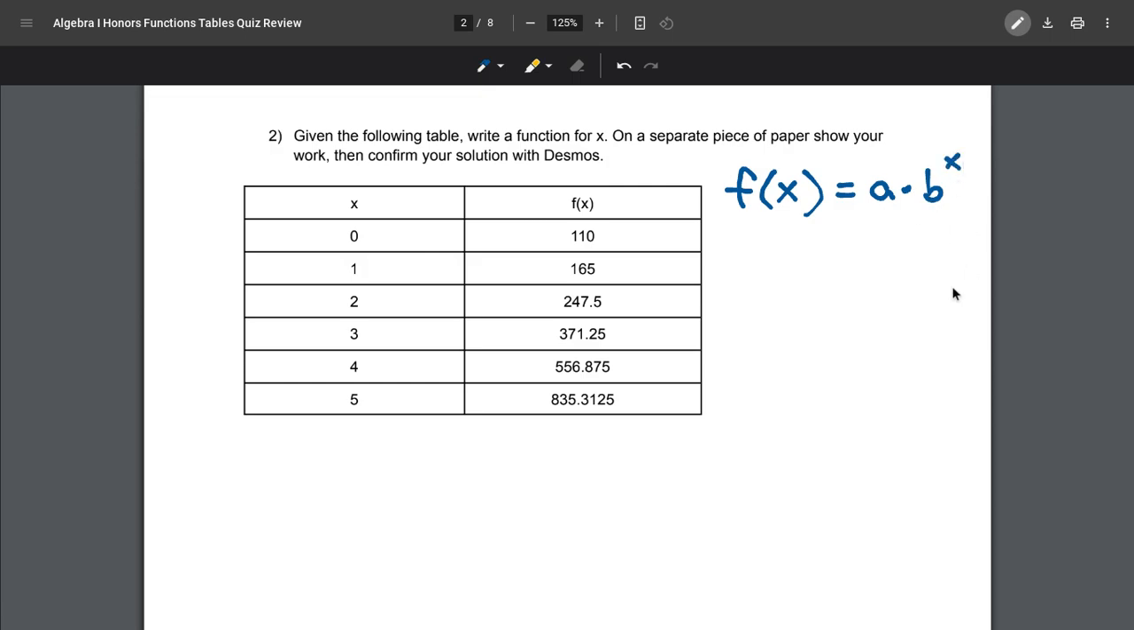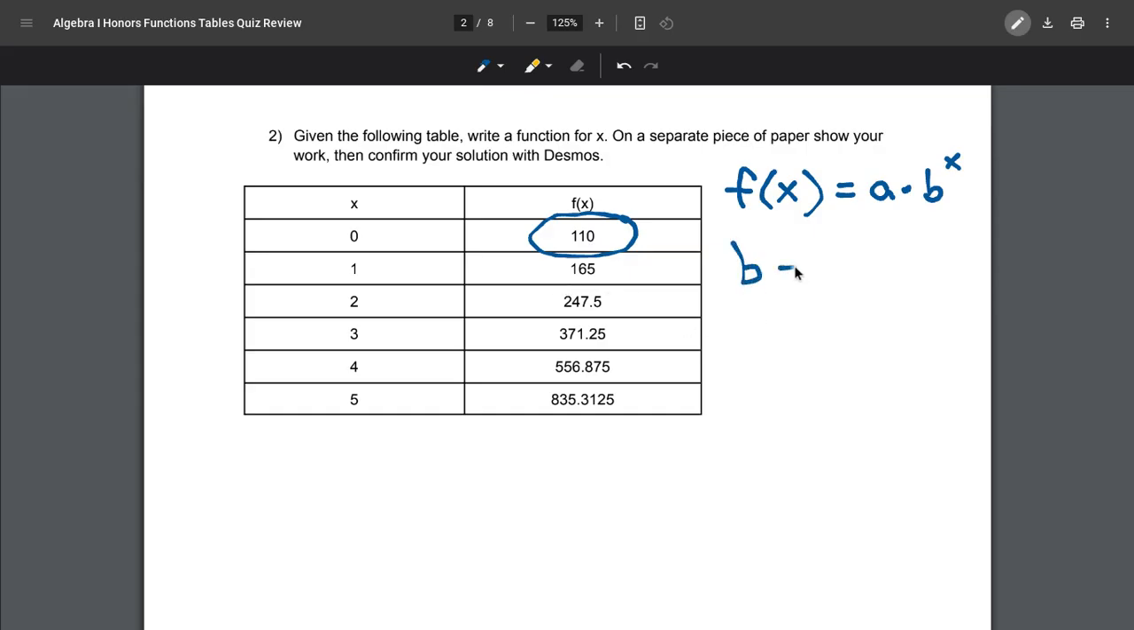So b is the base, we get the exponent here. A is the initial amount when x equals 0. Because when x equals 0, we've got whatever the base is raised to the 0 power, so that's 1. So it's going to be the initial amount times 1, which is just the initial amount. In this case, the initial amount is 110. Okay, so now we've got to figure out what b is. So I could take any of these values. I could do 247.5 divided by 165, or 165 divided by 110, or 371.25 divided by 247.5. So b is going to be that.